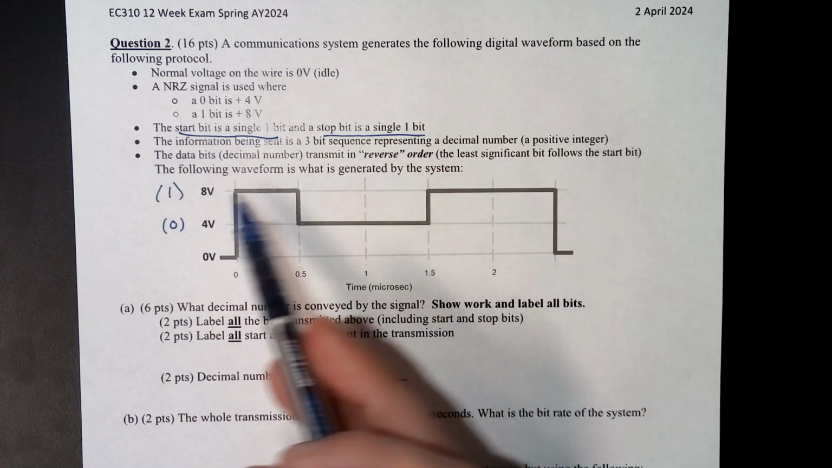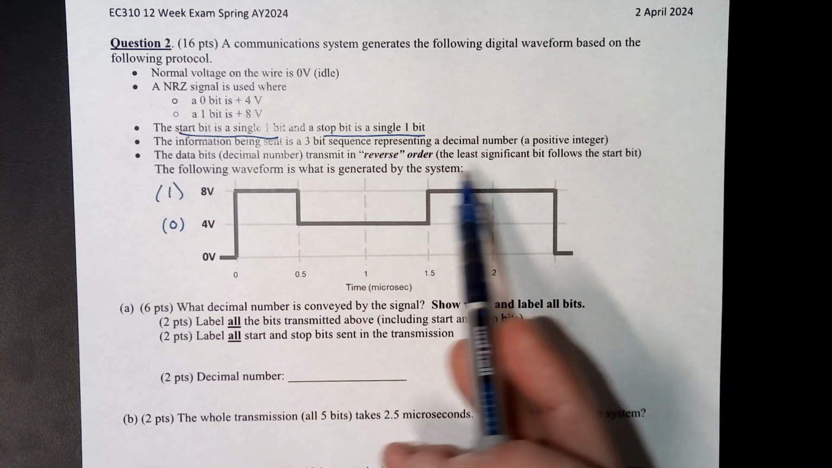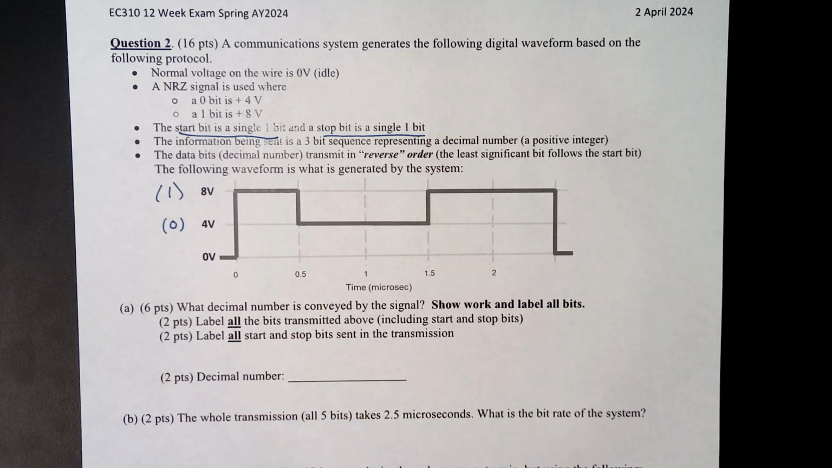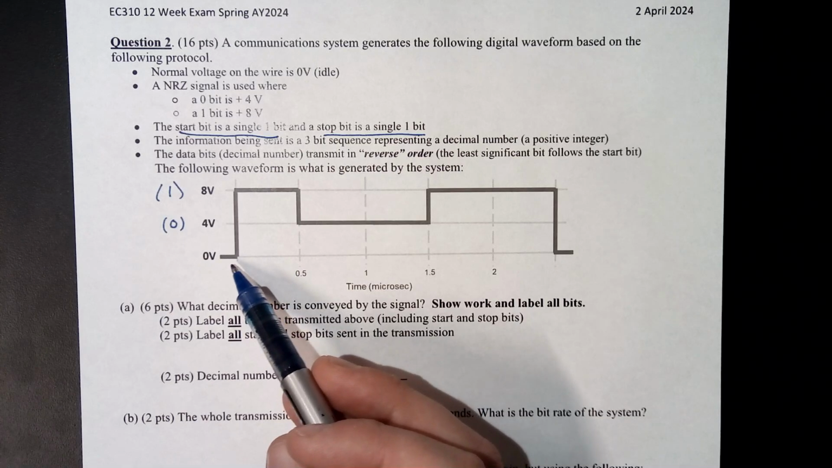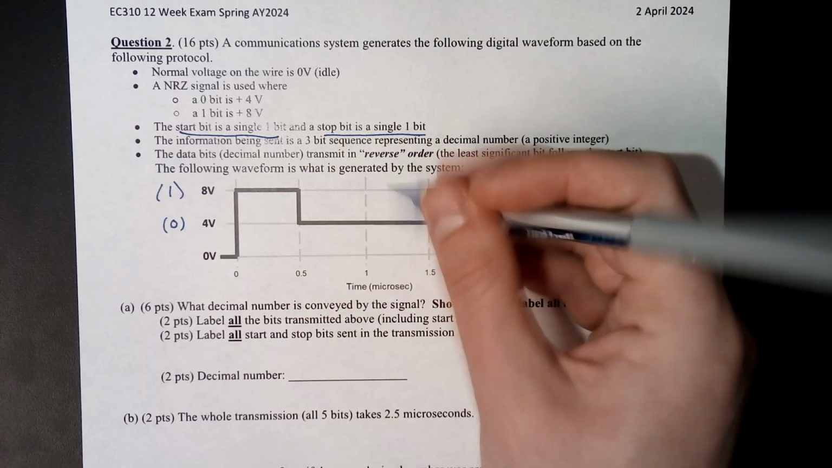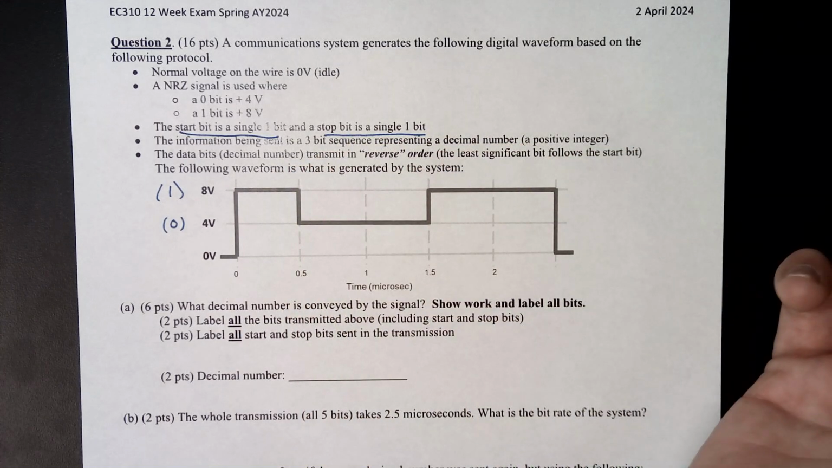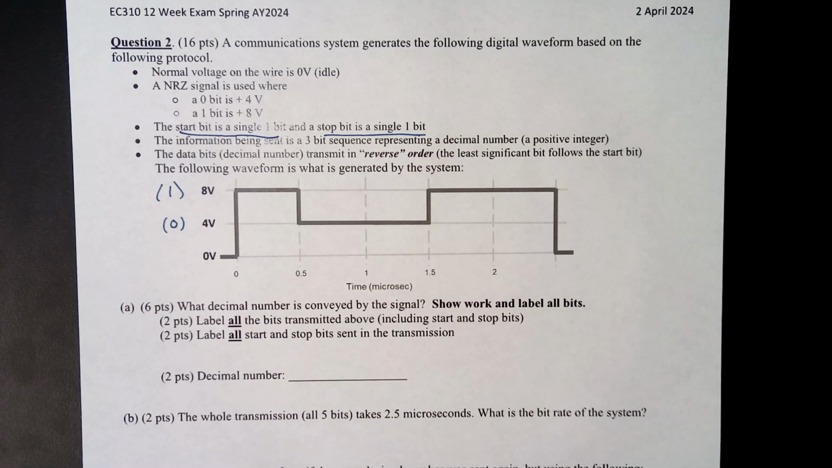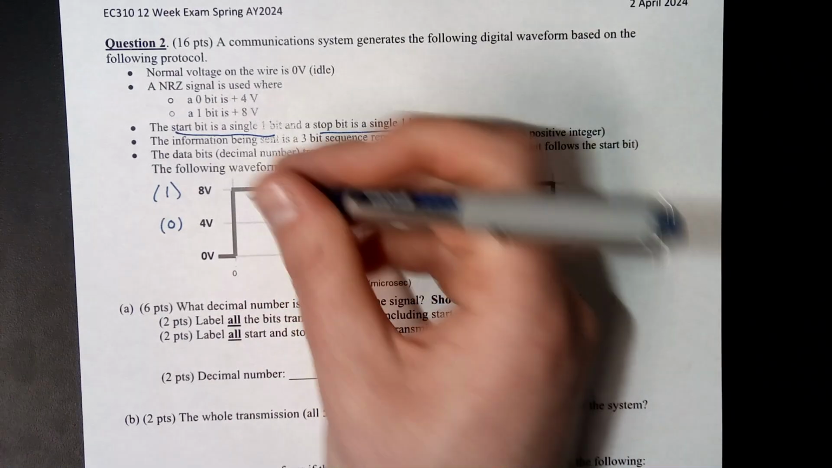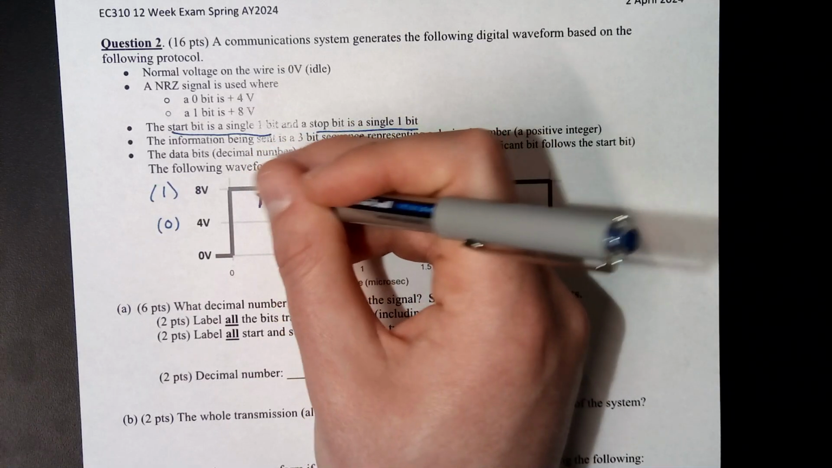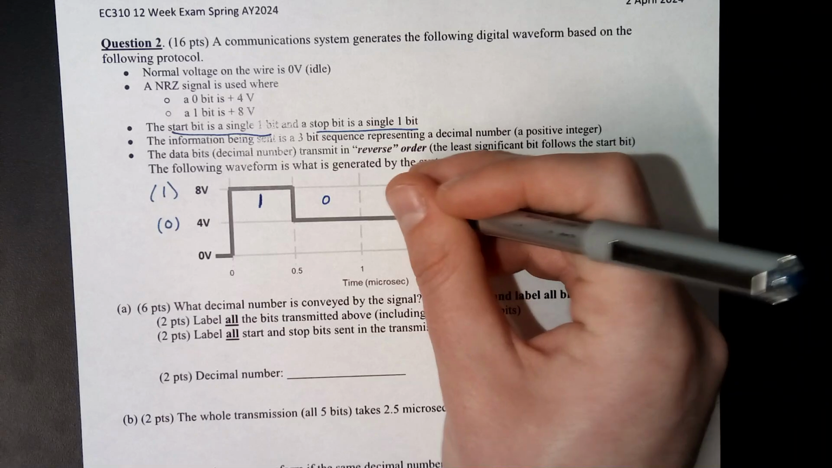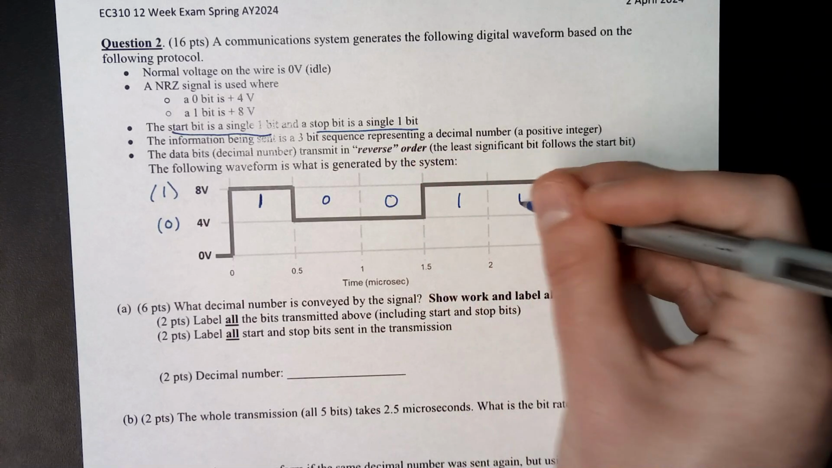And then data bits are a decimal number transmitted in reverse order. Least significant bit follows the start bit. And the following waveform is generated by the system. So we know that normal voltage is 0 volts. So as soon as it goes high, and we have these nice little dividing lines that show us where the bits are. Otherwise, we would need to be told how long each bit is. But given the way that these problems usually work, we can label this as a 1 because it's at 8 volts. We can label this as a 0 because it's at 4 volts, another 0, another 1, and another 1.